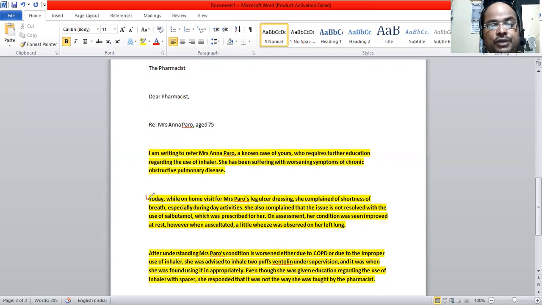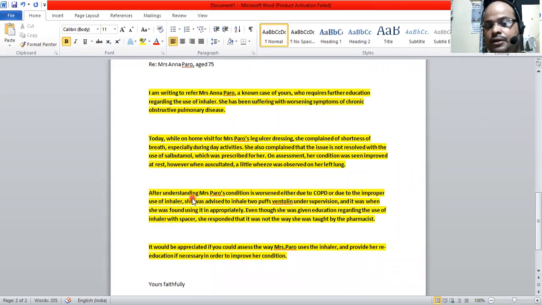So I have made the subjective and objective assessment, the subjective report and the objective report. I'm telling the pharmacist this is what she complained of, and this is what I observed. Clear. So let's move on to the next area.